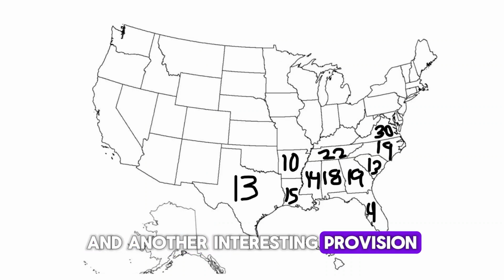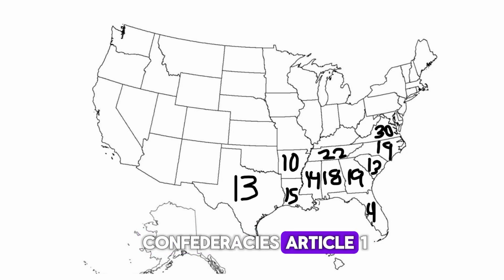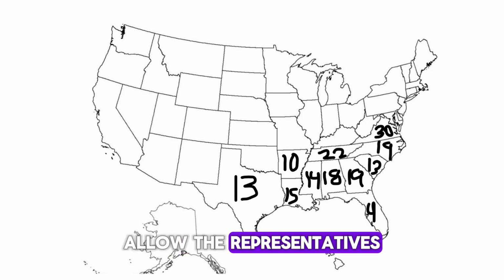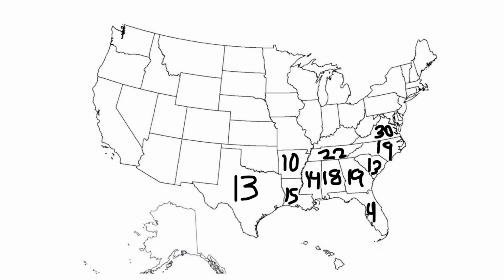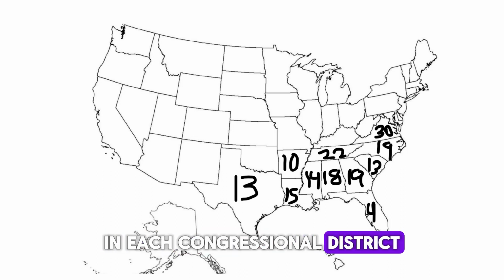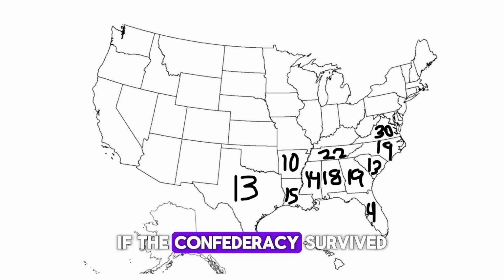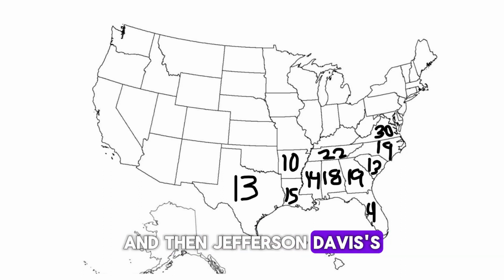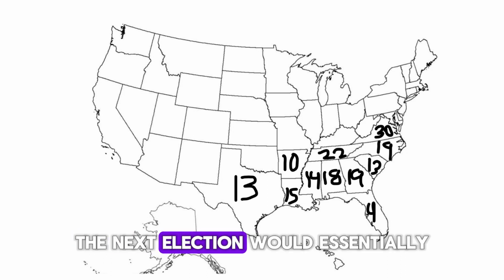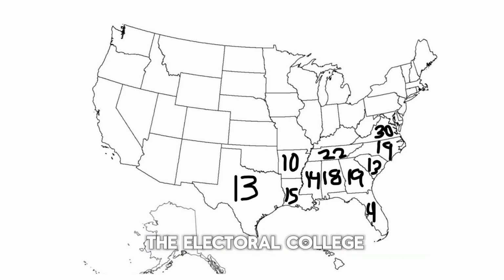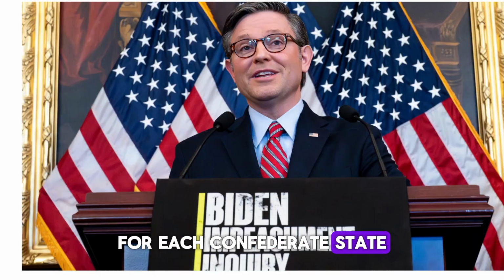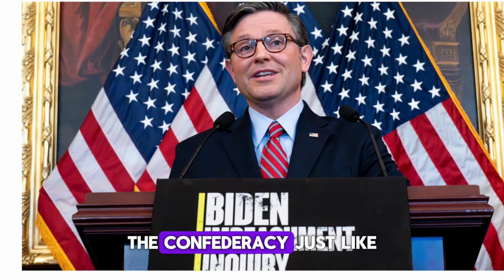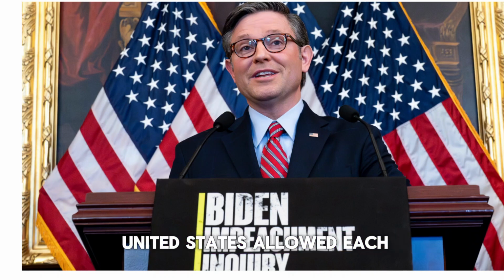And another interesting provision of the Confederacy's Article 1 is that when it came to representation, they did not allow the representatives to represent more than 50,000 people, and they capped the amount of people in each congressional district at 50,000. So if the Confederacy survived as an independent nation and went on for 6 more years, and then Jefferson Davis's term expired, the next election would essentially have these numbers in the Electoral College for each Confederate state.